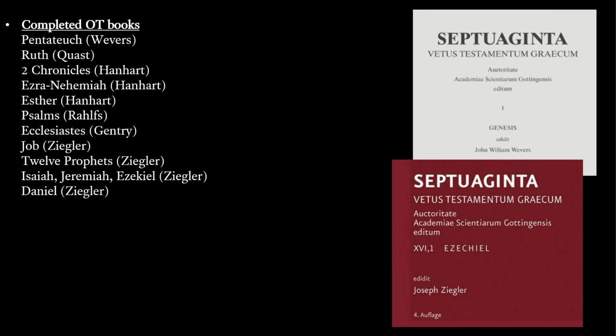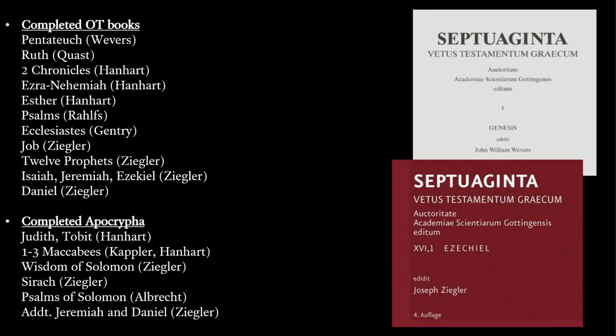So you'll notice some of the major figures include Wevers, you have Hanhart doing several of them, and Ziegler as one of the major producers, and then there's a handful of other folks who have been involved. We also have a few books from the Apocrypha or Deuterocanon that have been produced, and so that includes both Judith and Tobit, separate volumes for them, individual volumes for 1st Maccabees, 2nd Maccabees, and 3rd Maccabees, the book of Wisdom of Solomon, as well as Sirach, and so you can see Ziegler has done a lot of this.